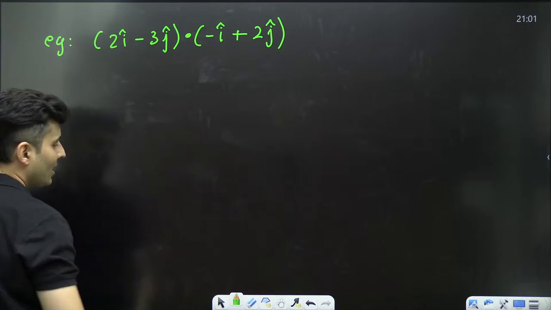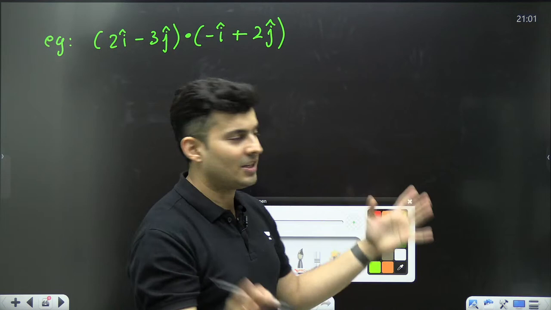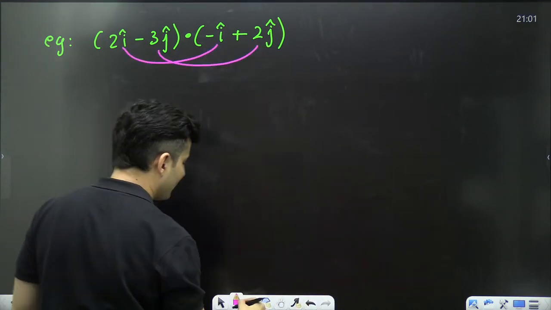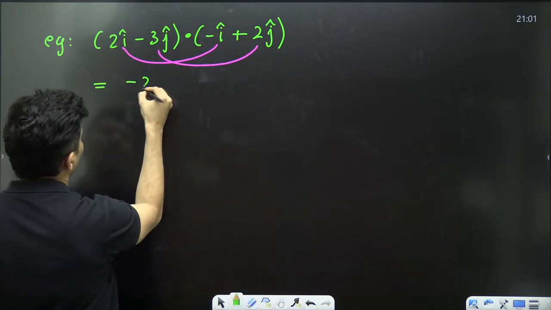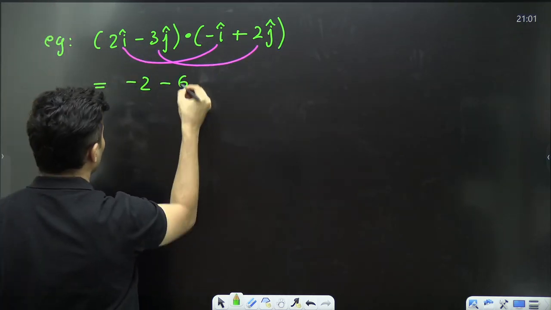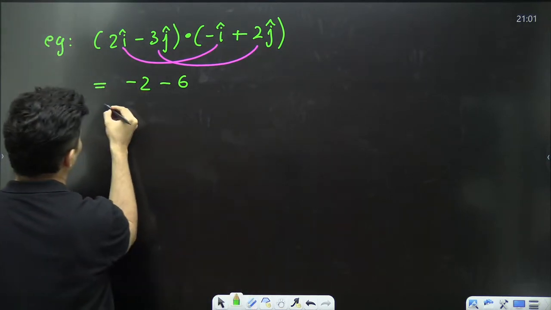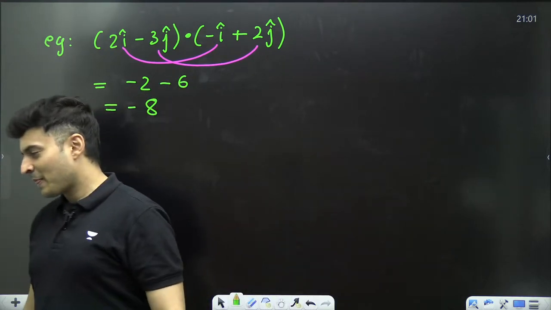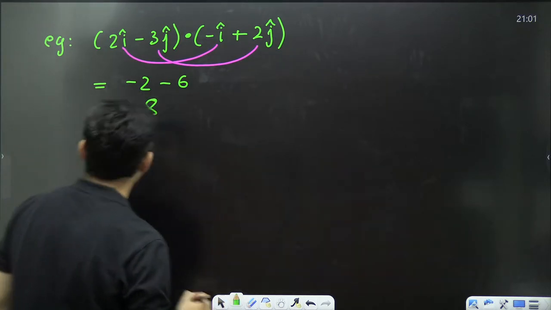What will you do now? I know i cap with i cap is 1, j cap with j cap is 1, anything else is just a big fat 0. So this goes with this, this goes with this. So my dear warriors, what do? I will get the answer as minus 2. Minus 3 into plus 2 is minus 6. So guys, what's the answer? Very good. Some of you have put it up already, minus 8. Awesome. Let's see if you guys can solve this question.